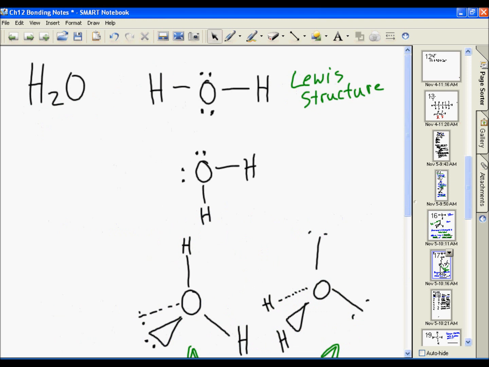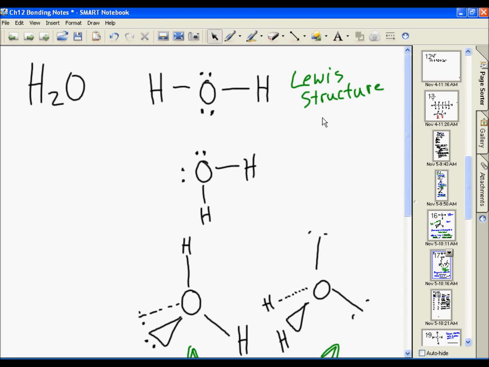For water, we have 2 lone pairs now. So if you count the pairs total, there are still 4 pairs because you have 2 bonding pairs and 2 lone pairs. So there are still 4 pairs total. And the way we draw this Lewis structure, the first Lewis structure looks as if it should be linear.